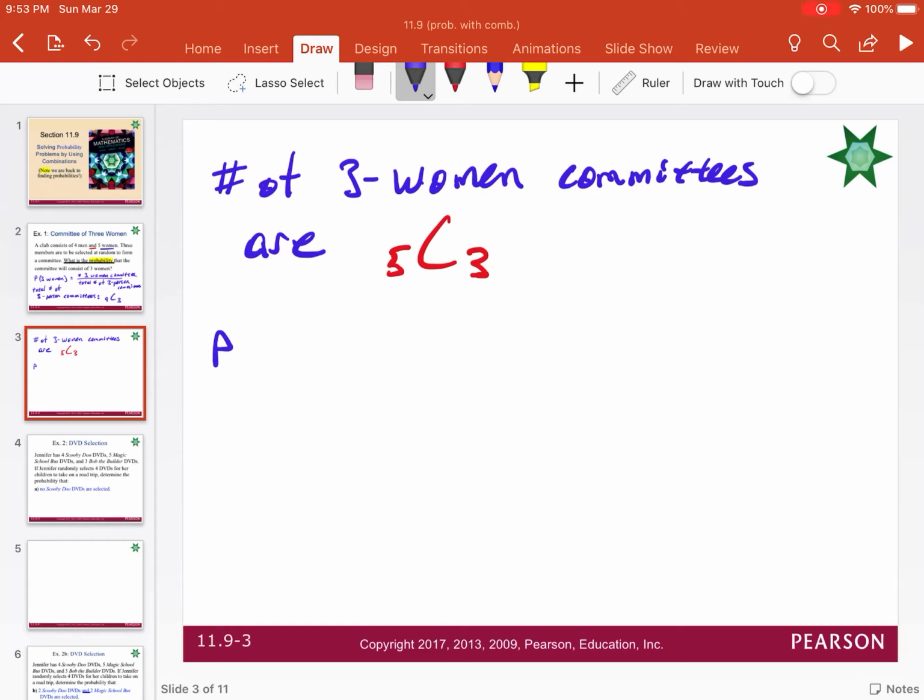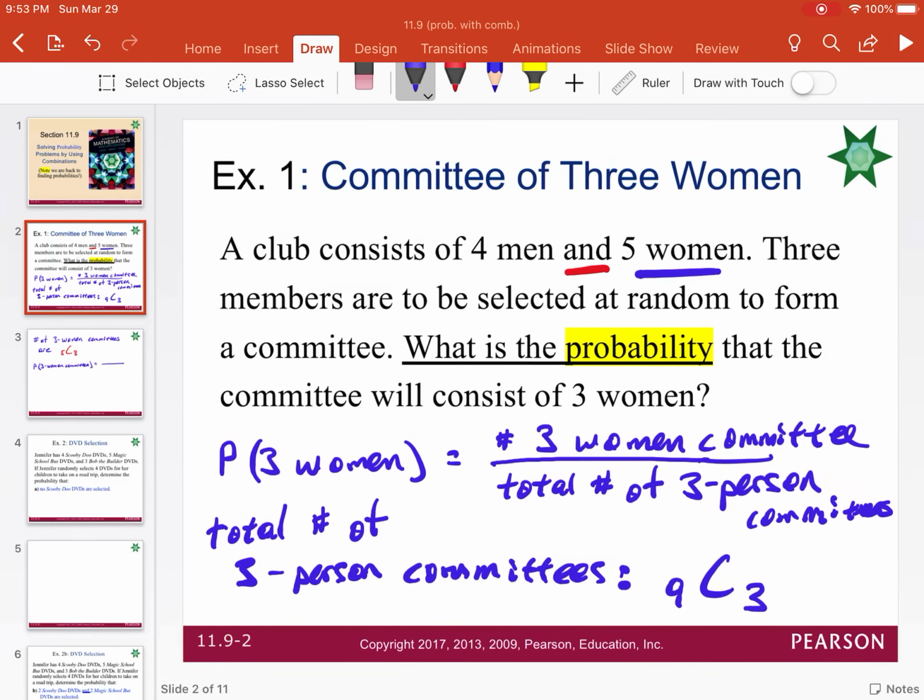The probability of picking a 3-woman committee is, what is it? The number of 3-woman committees, which we just figured out, over the total. Okay? All right.